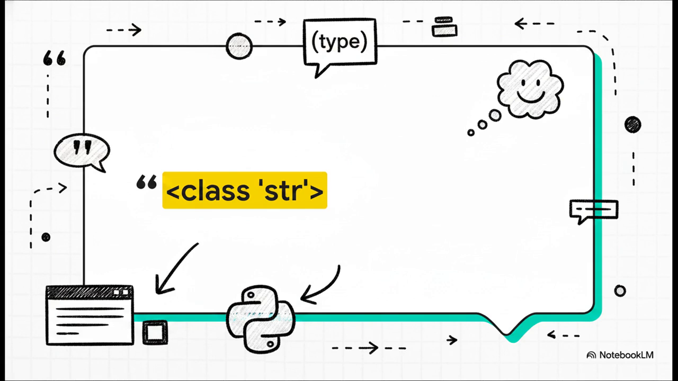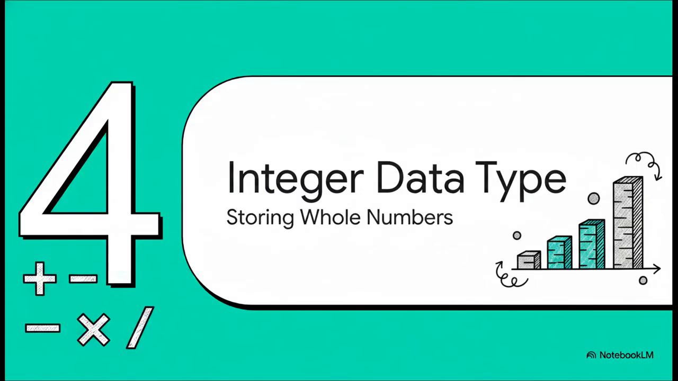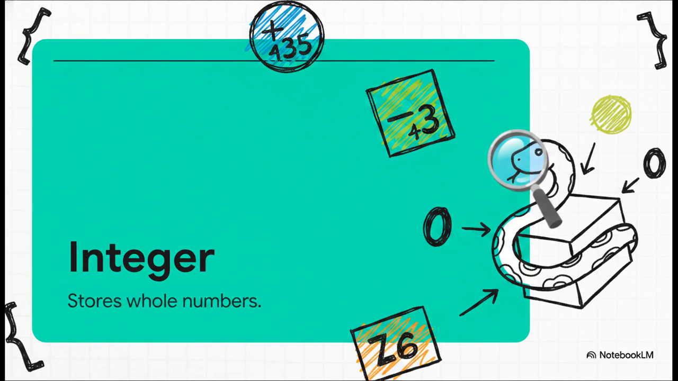Seriously, this type function is going to be your absolute best friend as you're learning to code. All right, let's tackle Section 4, the integer data type. An integer is a data type that stores whole numbers. What does that mean? It means any number without a decimal point. It can be a positive number, it can be negative, or it can even just be 0, but it absolutely must be whole.